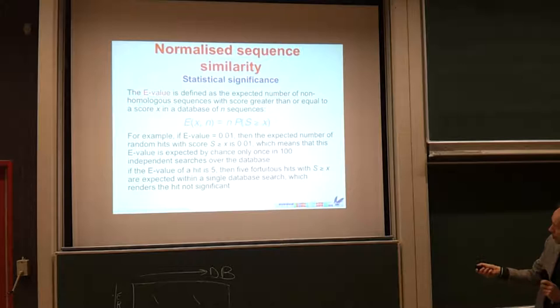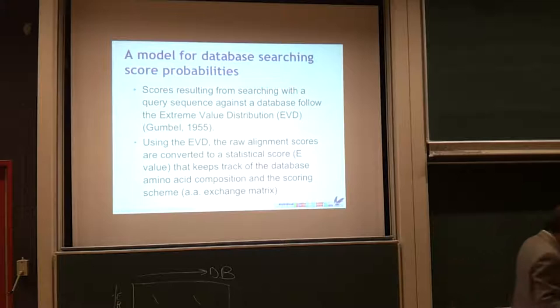Okay, now, how do the BLAST people do this? We have to go a bit into history, to 1955, where there was a mathematician by the name of Gumbel who discovered the so-called extreme value distribution, the EVD from now on, and that is a statistical distribution, but it looks a little bit different from the normal distribution. Here you go. What's different about this compared to the normal distribution?